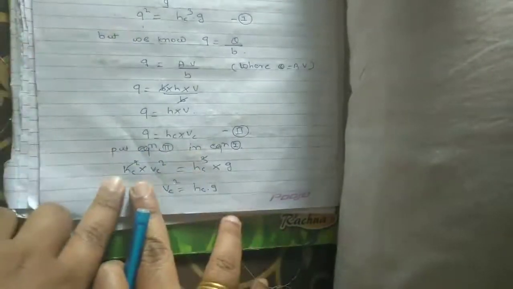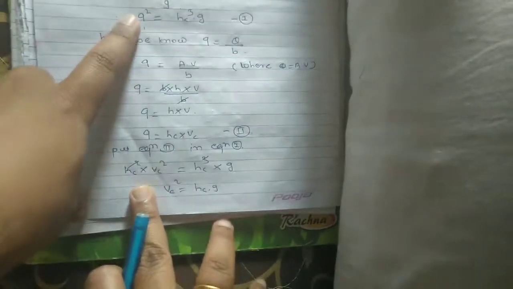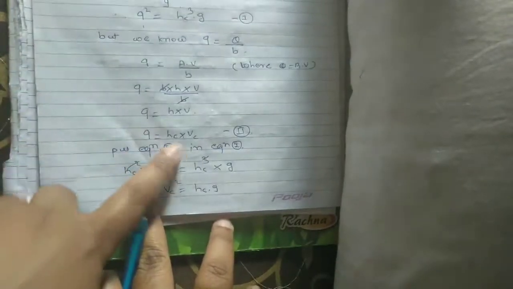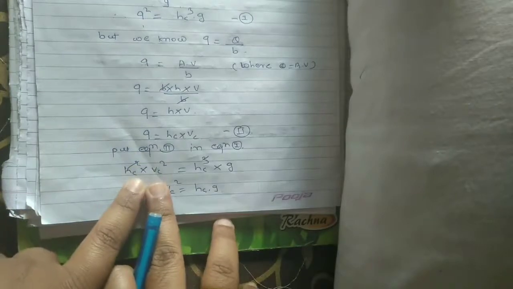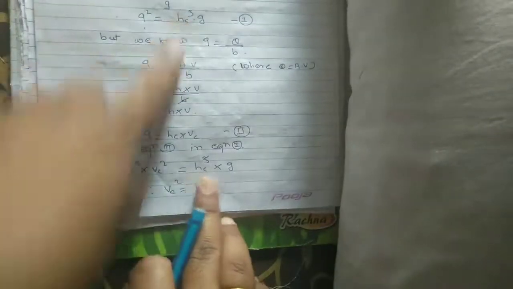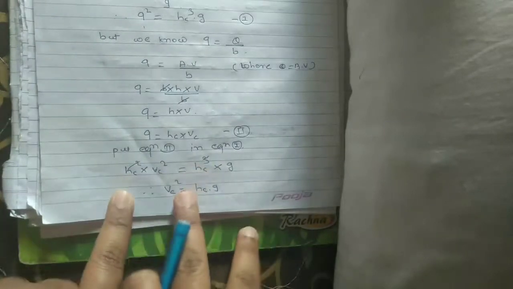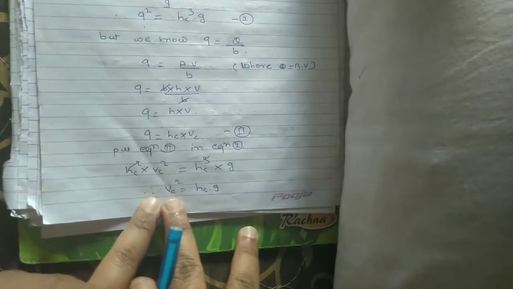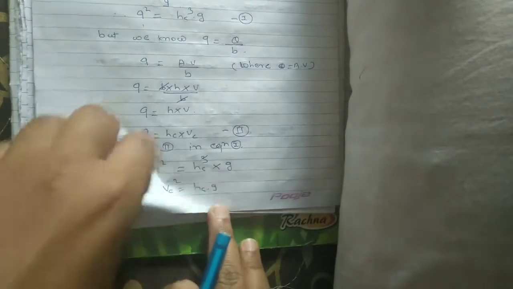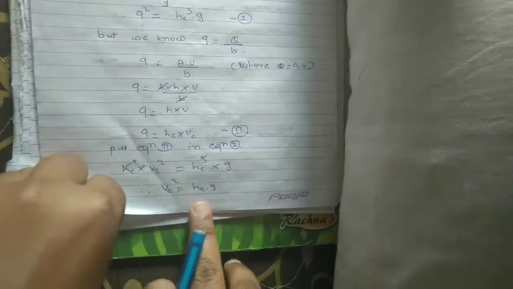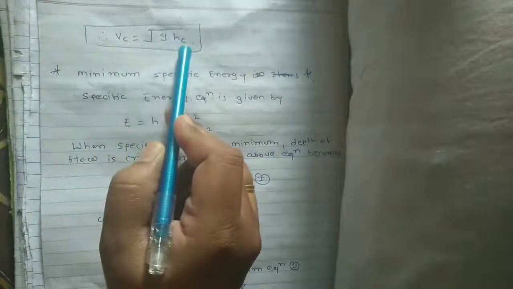So in equation number 1, q square is nothing but hc square into vc square, which is equal to hc cube into g. So in hc square and hc cube, the square will cancel. So what is the remaining term? vc square is equal to hc into g. Therefore, what is vc? So vc is equal to square root of g into hc.